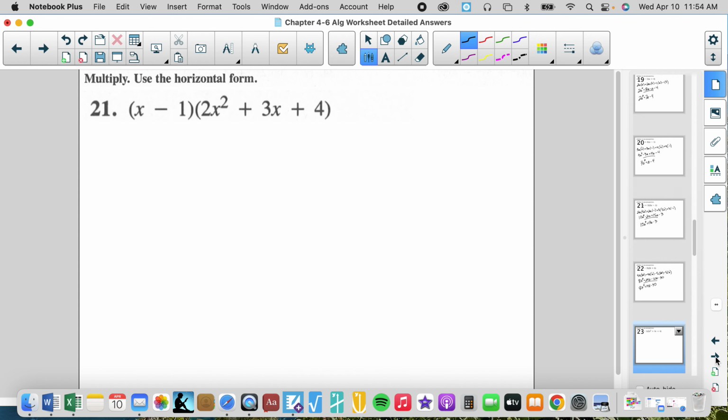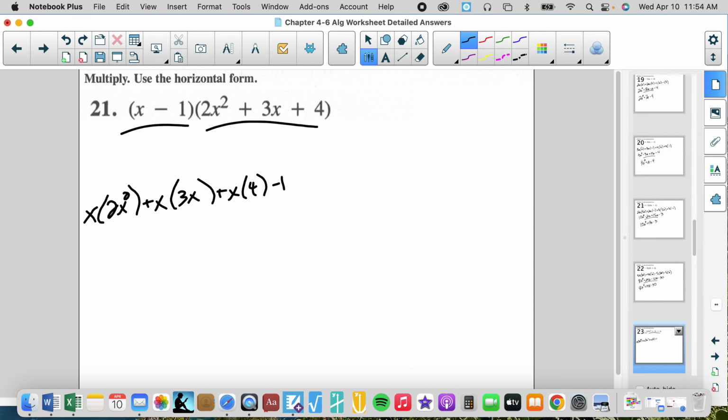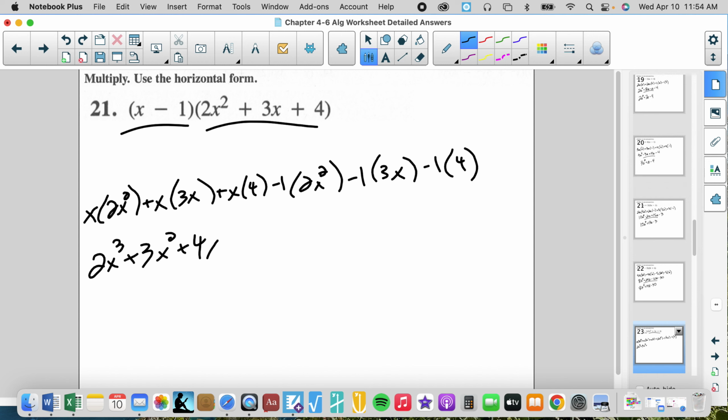Ooh, now we have a trinomial that we're distributing. So we have x times 2x squared plus x times 3x plus x times 4 minus 1 times 2x squared minus 1 times 3x minus 1 times 4. Didn't get any harder, just more things to distribute out to. 2x to the third plus 3x squared plus 4x minus 2x squared minus 3x minus 4.